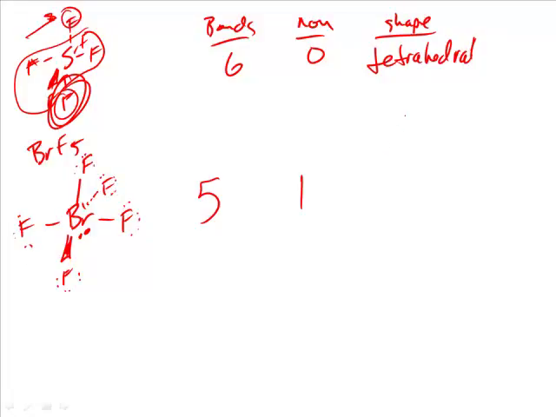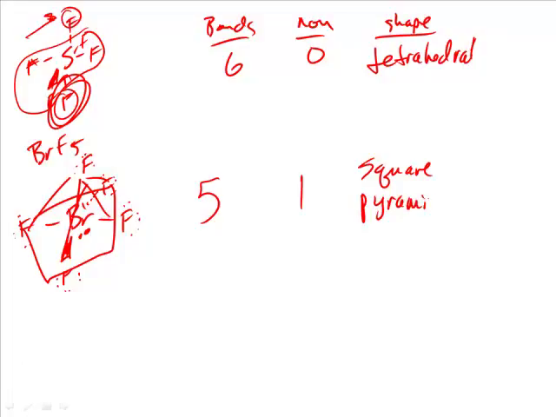And then the shape of that is basically a square. These 4 are forming a square, and then they're also going up, and they're forming a pyramid. So that is called square pyramidal.